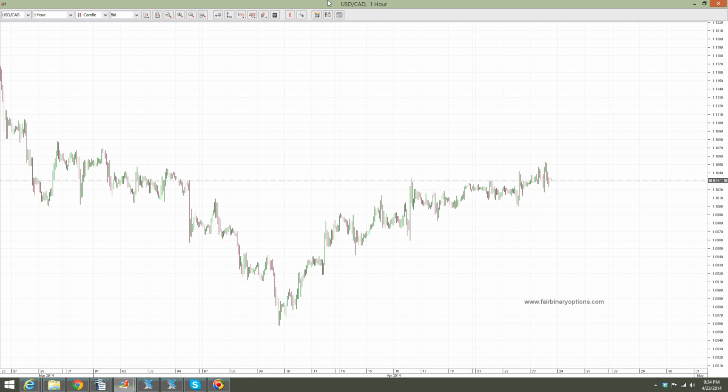Looking at the US dollar Canadian dollar here, what for some people is a possible rising wedge. If you take a trend line from here to here, or like this, or like this, it doesn't matter, and from here to here, it looks like a nice and beautiful rising wedge.